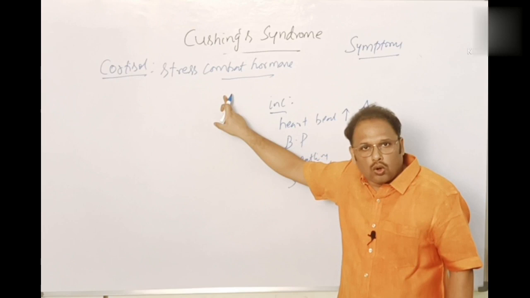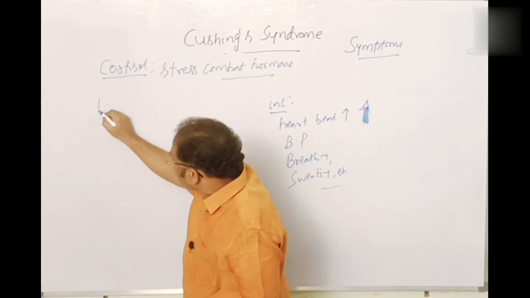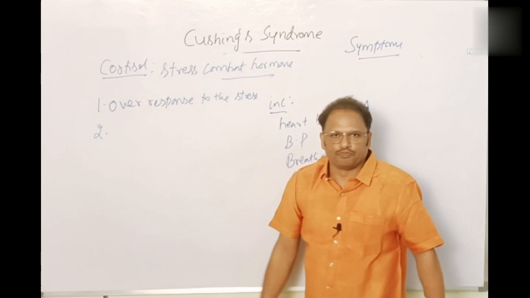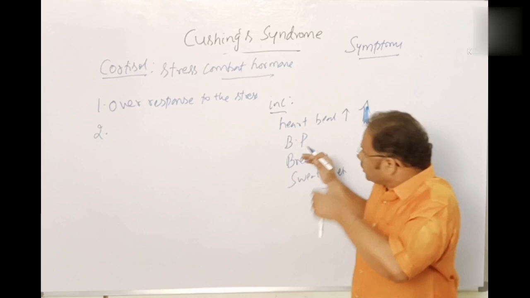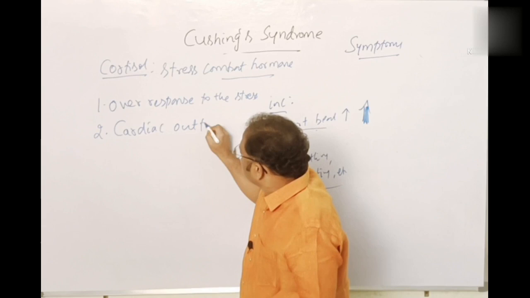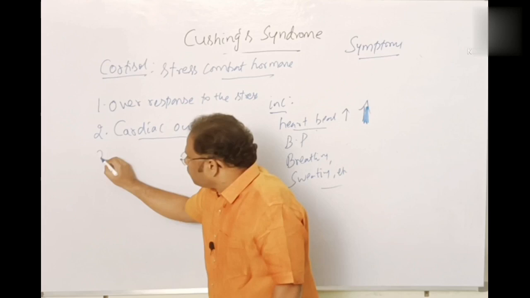So what is the first symptom? Over response to the stress. That is the first symptom of Cushing syndrome. And increased hypersecretion of cortisol also leads to enhancement of the heartbeat, that is, cardiac output is increased, more heartbeat, more blood pressure, that is hypertension.